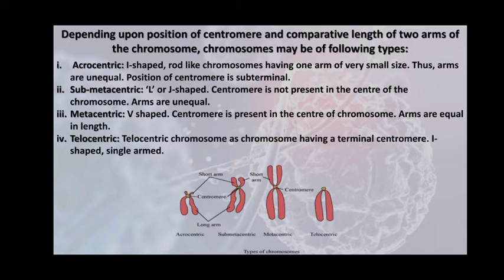On the basis of number of centromeres, the chromosomes may be divided into the following types, such as acentric, monocentric, dicentric, and polycentric. Now, what is acentric? The chromosome which is without centromere is called acentric. When the chromosome has only one centromere, it is called monocentric. When the chromosome has two centromeres, it is termed dicentric. Now, what is polycentric? A chromosome possessing more than two centromeres is called polycentric.